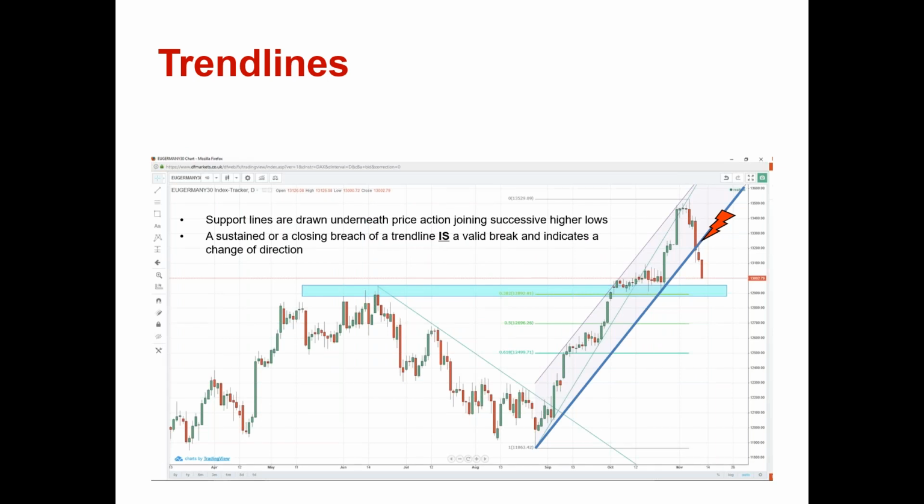Okay, so a support line is the opposite. It is a rising trend line. It joins higher lows, and here we have a support line on our chart.